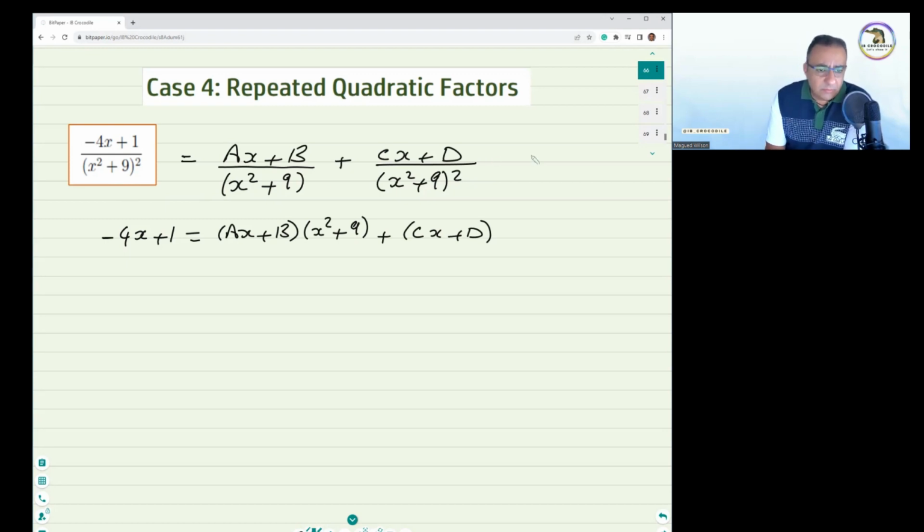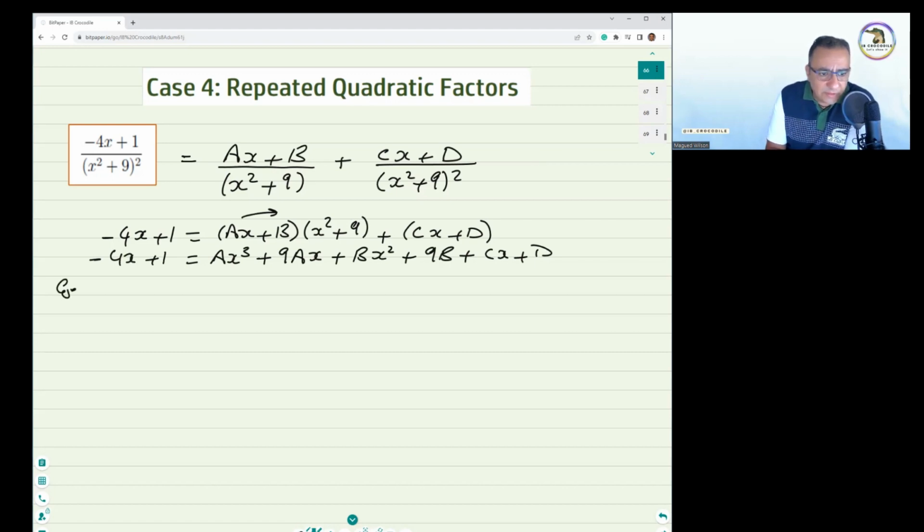Okay, now let's do comparison of coefficients. Let's expand a little bit, using the direct method. So ax cubed plus 9ax, and then bx squared plus 9b plus cx plus d. I just did a very simple direct expansion of the brackets. And we have on the other side negative 4x plus 1.